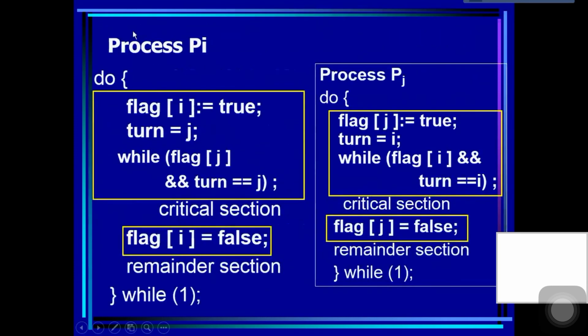As for mutual exclusion, of course it holds, because turn can only equal one value. If it equals i, then process Pi can enter its critical section. If it equals j, then process Pj can enter its critical section. And both Pi and Pj cannot execute critical section code at the same time. Only one process can enter its critical section.